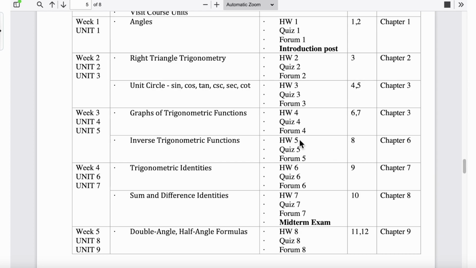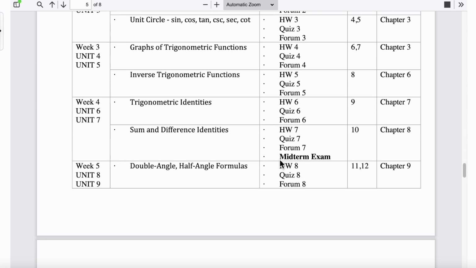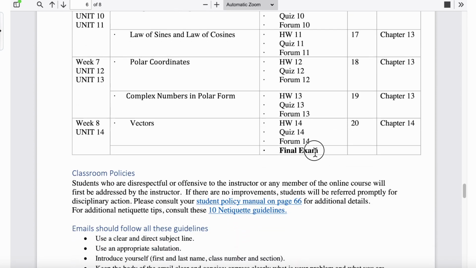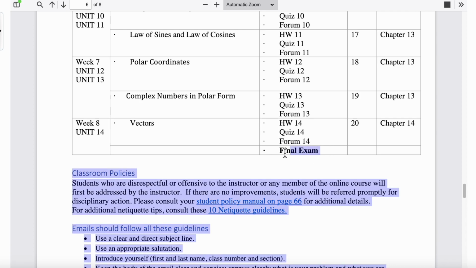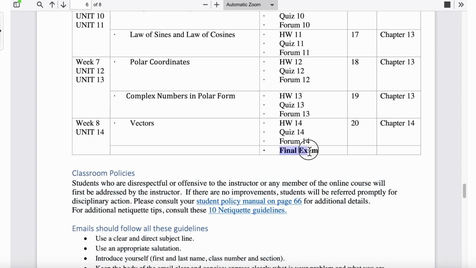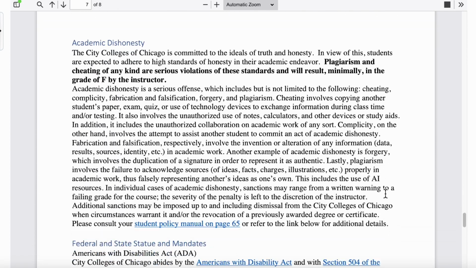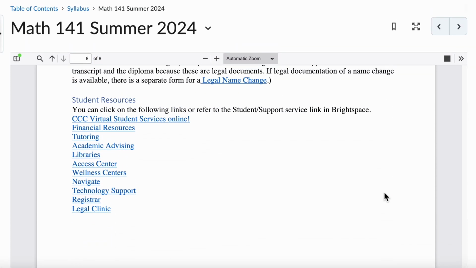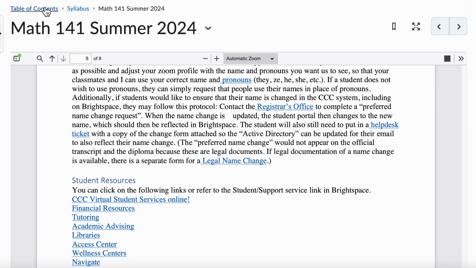These are all the assessments in this class, and then at midterm it's going to be a midterm exam, and at the end of the semester it's going to be a final exam. So these are then the assignments of this class. So be sure that you read completely all the pages of the syllabus.